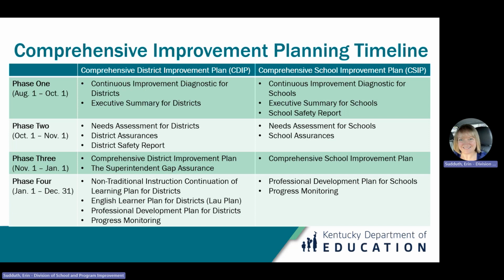As we look at some of these tools today, we won't be following the order of the timeline exactly. We're going to start with the needs assessment and improvement plans, followed by progress monitoring, and then we'll circle back to district and school assurances before moving on to the tools that may be related to Title I, the LAU plan, and the PD plan.